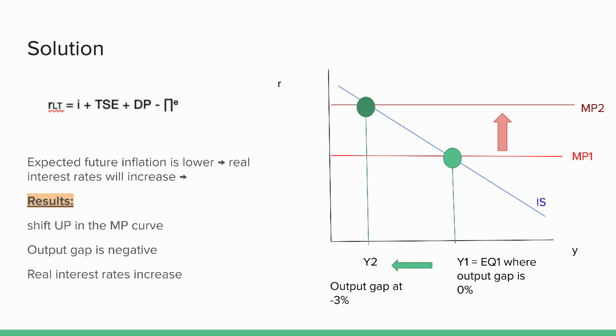So we can see in our graph that we go from Y1, which is our equilibrium one, where the output gap is zero. Since our MP is shifting upwards to MP2, our equilibrium is shifting, and we have an output gap of -3%. So our output gap is negative.